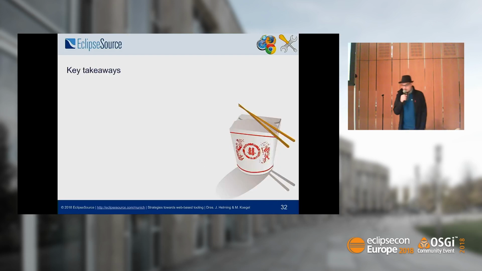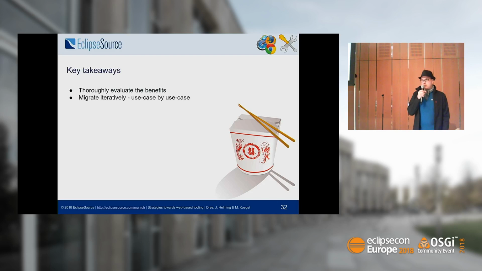So with 27 seconds left, what are the key takeaways? First of all, you need to thoroughly evaluate your benefits so that you're really clear about why you want to do that, and if it really bears any benefits for you that you are willing to take the cost for. And then we would advise to migrate iteratively, applying some of the techniques that I've mentioned earlier, so that you always deploy a shippable product to the customer, I think I forgot to stress that previously, even with your web-based version, because only then you can really collect that experience.